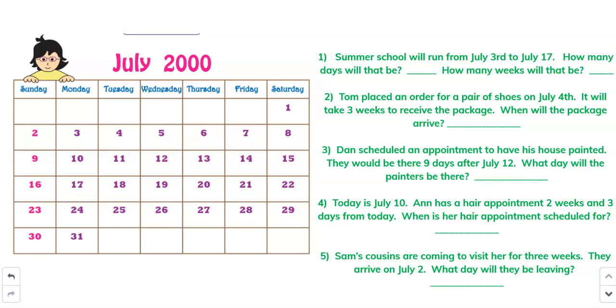So if her cousins get here on July 2nd, and we need to go 3 weeks. So we know that we need to go down when we count weeks. So starting on the 2nd, that would be 0, 1, 2, and 3. So her cousins will leave her on July 23rd.